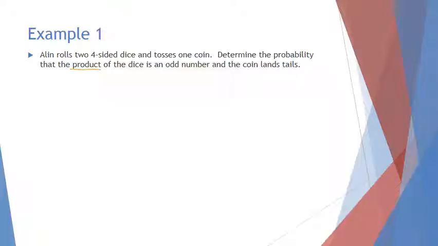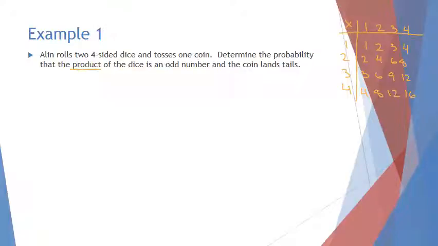All right, so I'm going to make a multiplication table this time. It said product of the dice, so that's why we're multiplying. All right, so those are all my possible outcomes.